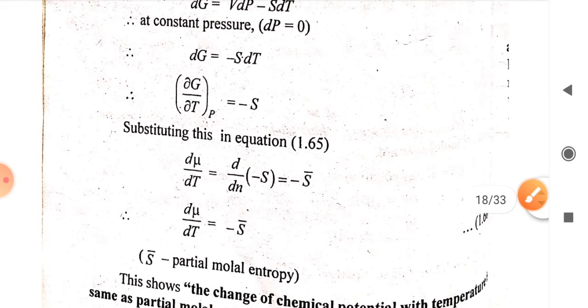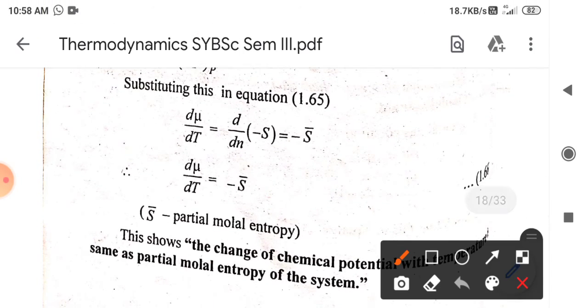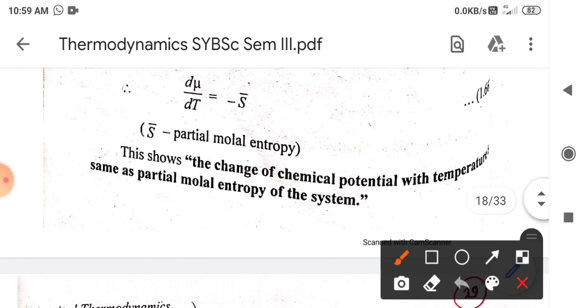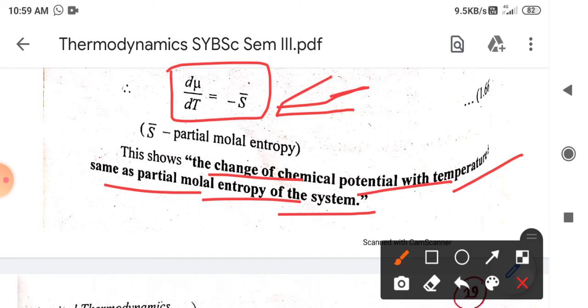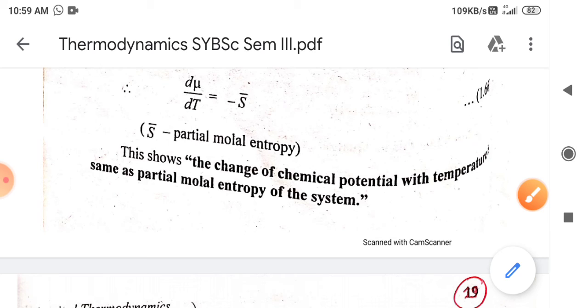Now substituting that value here, we get d mu upon dT equals partial by partial n of minus S, or simply minus S bar, that is the partial molar entropy. Previously we have obtained the partial molar volume, then the partial molar free energy, that is chemical potential. Now we have got the partial molar entropy. So the change in chemical potential with temperature is simply the partial molar entropy of the given system. Sometimes you might be asked about the partial molar entropy, so it is the change in chemical potential with respect to change in temperature.